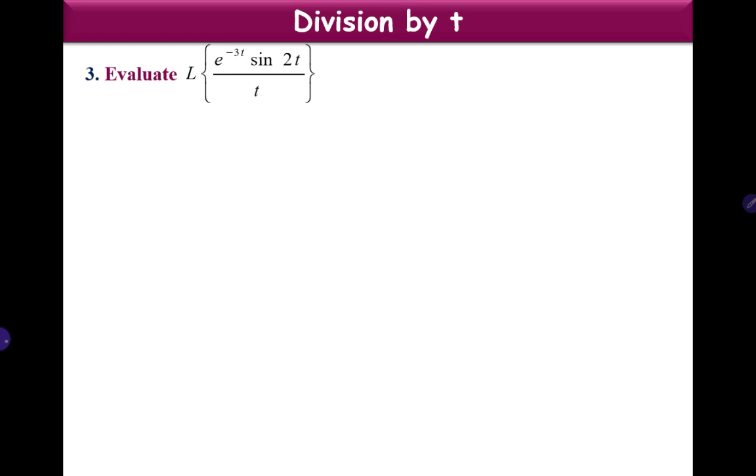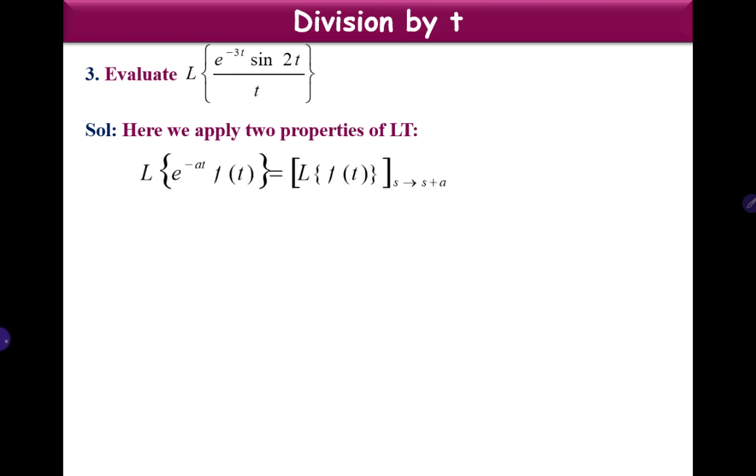So let us look into another problem. Evaluate L of e power minus 3t into sin 2t by t. By looking at the e power minus 3t term here, we should get an idea that we have to apply the first shift property. And we have by t here, so we need to apply the L of f of t by t property. So we apply two properties of Laplace transform here.